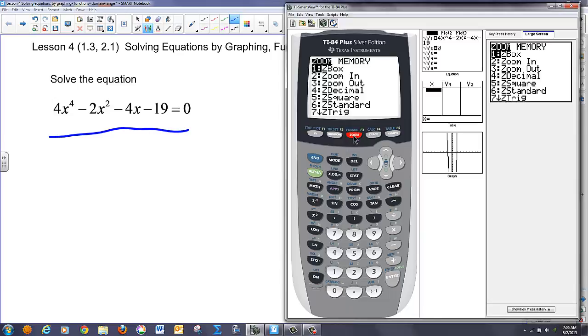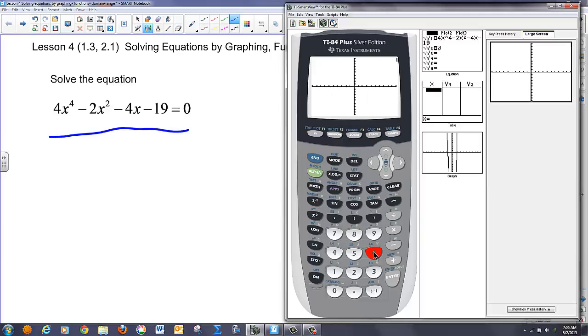So let's go to zoom, hit number 6, so we're all graphing in the same window. And here's what I see. It looks like I have two intersection points. Notice you won't be able to see y equals 0 because that's just that horizontal line. I want to find this intersection here and this intersection here.